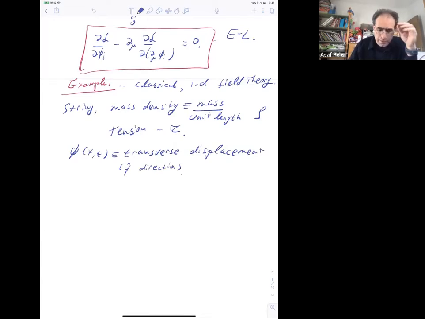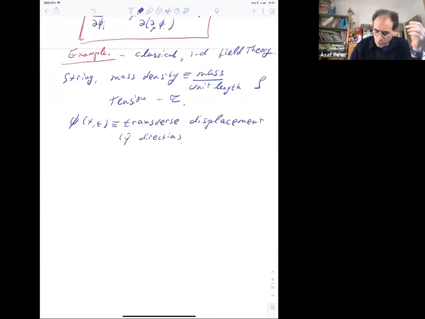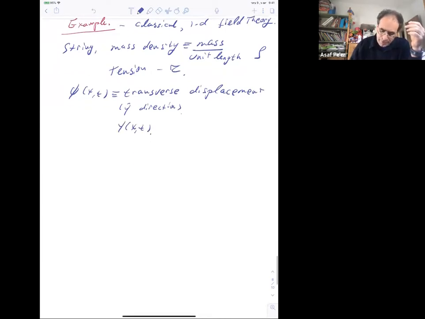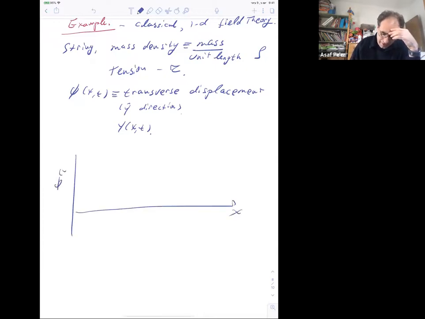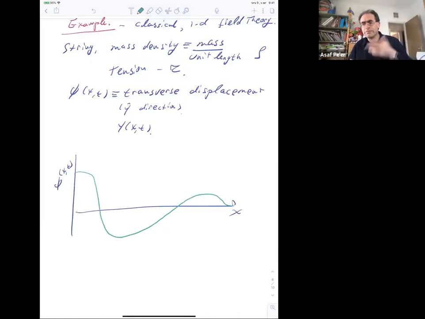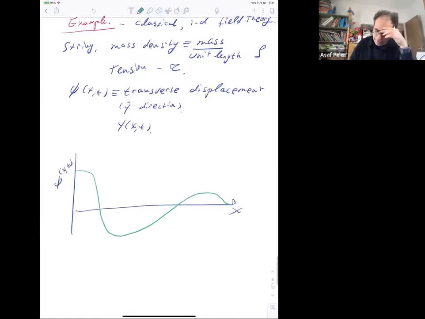So it's the displacement of the string from the equilibrium point, which is, of course, a function of both space and time. So it's really y of x and t. This is the phi of x and t. Then my string would be something like that. I have a guitar string, so I have a mass density rho, and tau is the tension in the string.